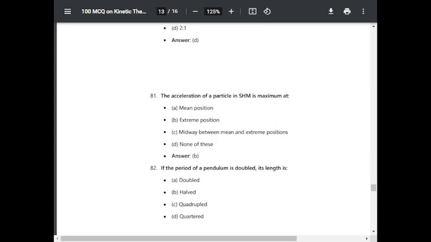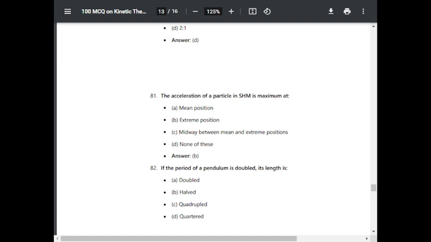Question number 81. The acceleration of a particle in SHM is maximum at: option A, mean position; option B, extreme position; option C, midway between mean and extreme position; option D, none of these. The correct answer is B, extreme position. The acceleration of a particle in SHM is maximum at the extreme position.